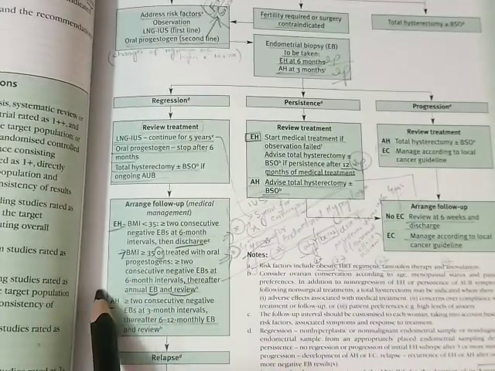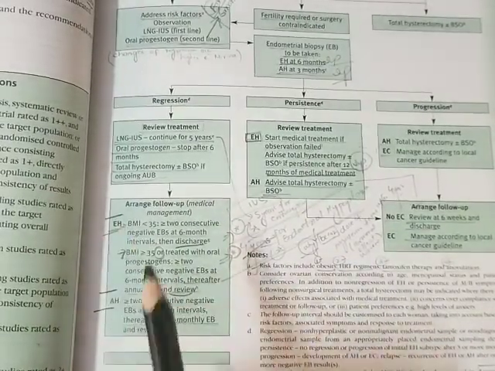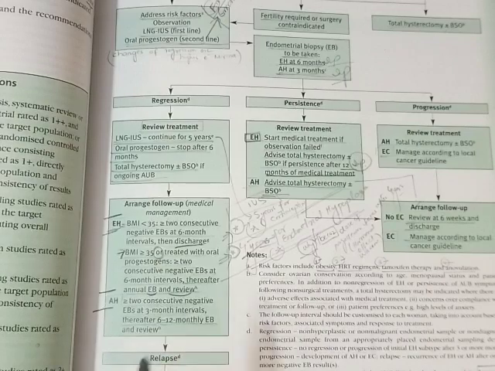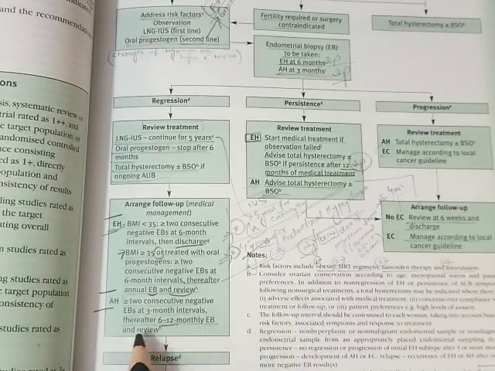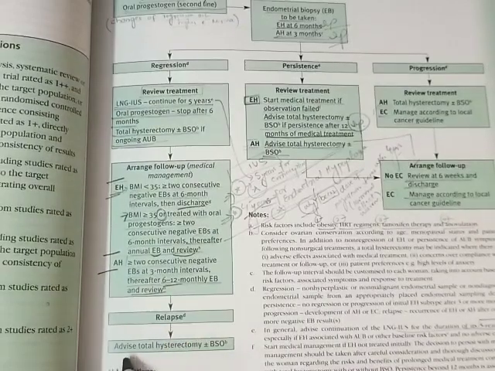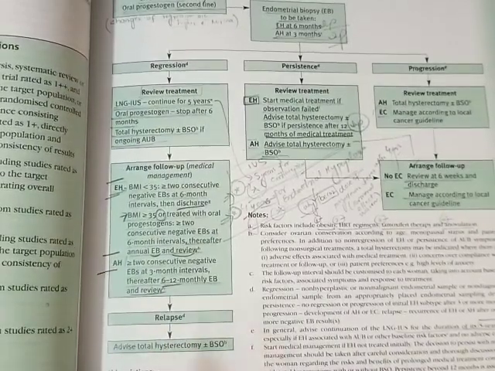Now coming to atypical hyperplasia, what do we do in that case? In atypical hyperplasia, if we have 2 consecutive negative biopsies at 3 monthly intervals, then 6 monthly endometrial biopsy and review. If the symptoms relapse, then we have to consider TH plus BSO.